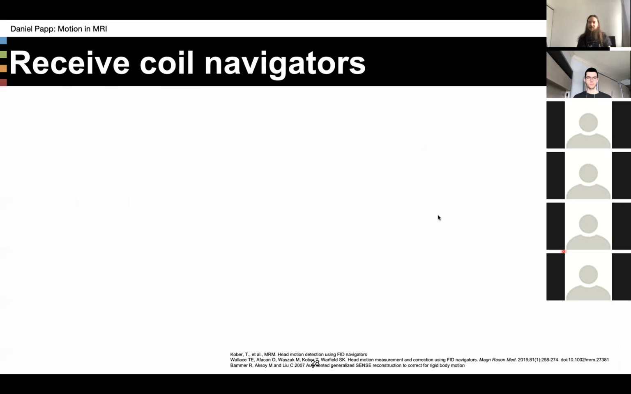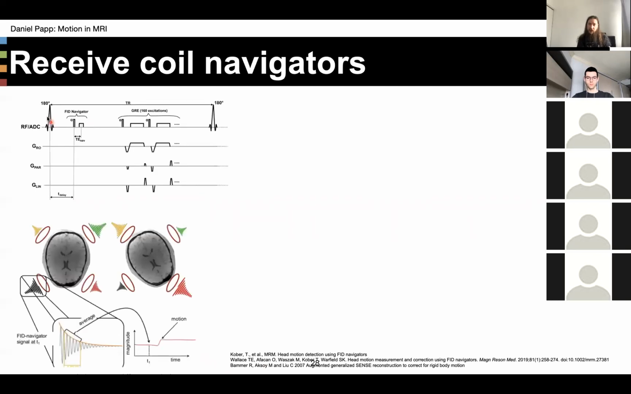Okay, receive field navigators. As I've told you before, if you move within the receive field, we can exploit that. The first publication, I think, is this one, but what I'll show you are FID navigators. An FID, as a refresher, is nothing more than an excitation and then a completely unencoded data collection. So you just excite and you collect, and you don't play out any gradients.